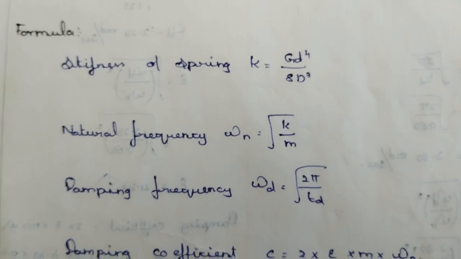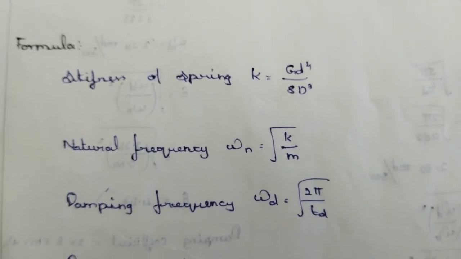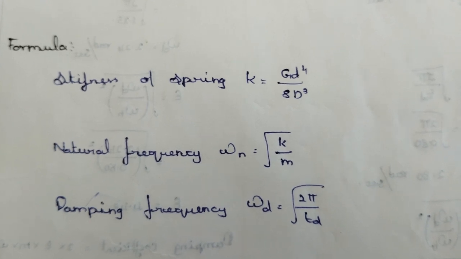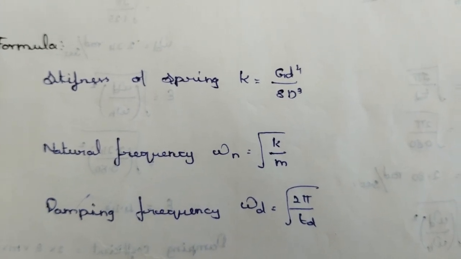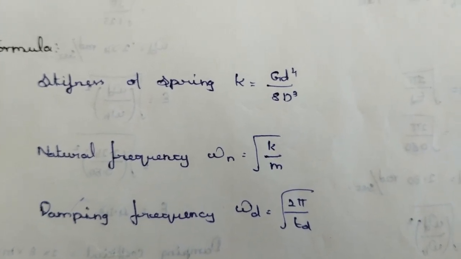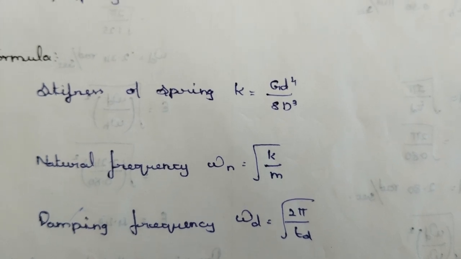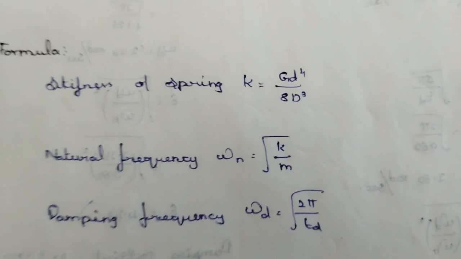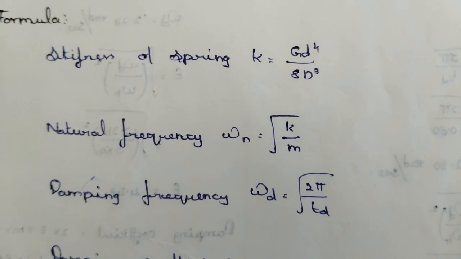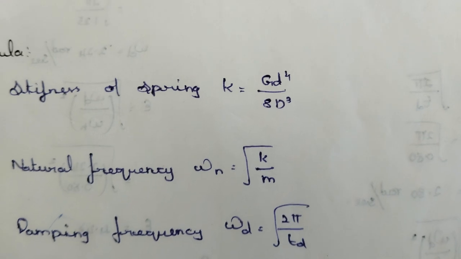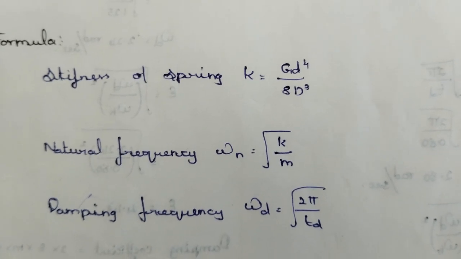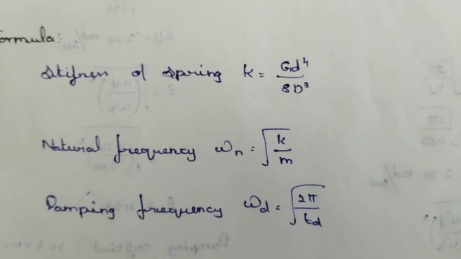Formula used: stiffness of the spring K is equal to G d power 4 divided by 8 D cube. Here capital D is the outer diameter of the coil and small d is the inner diameter of the coil, and G is the modulus of rigidity. Natural frequency omega n is equal to root of K by M, where K is the stiffness of the spring and M is the mass added to the system.